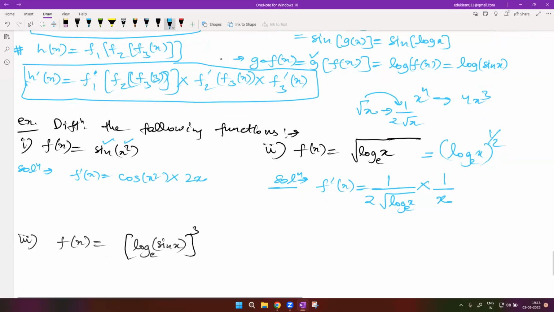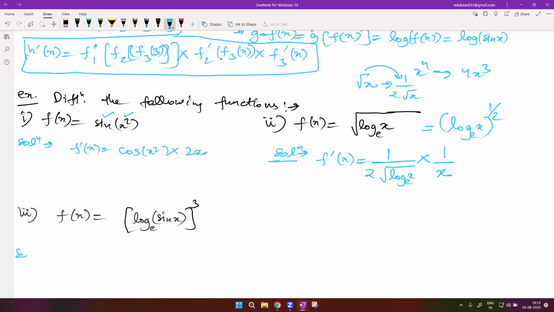तो पावर के साथ डील करेंगे तो f dash x will be, तो सबसे पहले देखा कांस्टेंट पावर इन्वॉल्व है, पावर का कर लिया, पावर का डिफरेंशिएशन करेंगे तो we will take 3 outside and we will reduce the power by 1. So this becomes 3 into log of sin x to the base e whole square.